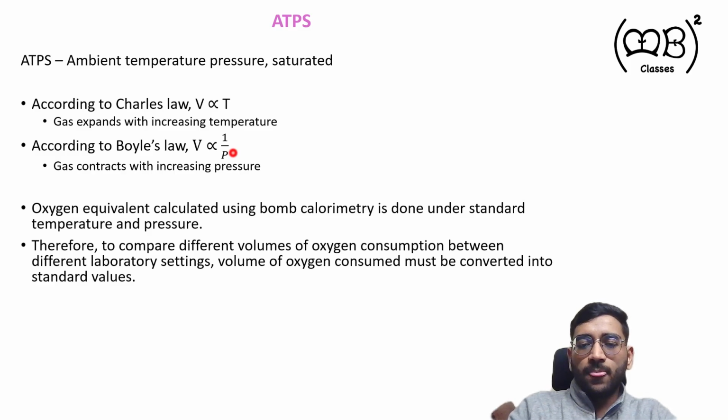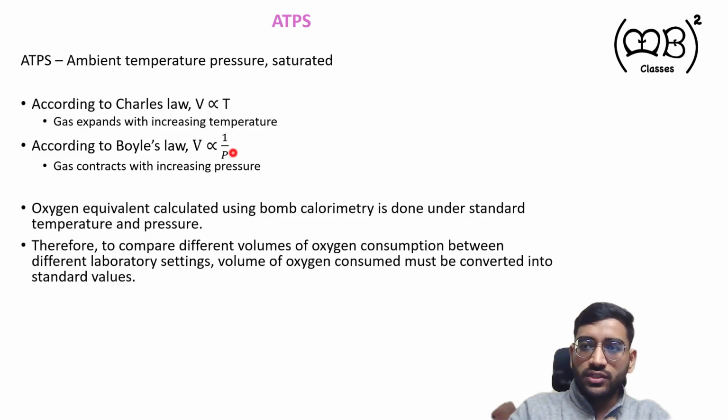So if I calculate the volume of oxygen consumption in different laboratory settings, then I would get different values for the BMR, for the volume of oxygen consumption at the resting state. I need to convert this volume from ATPS to STPD. STPD is standard condition, the standard temperature and pressure in dry air. Because firstly, to compare between different labs.